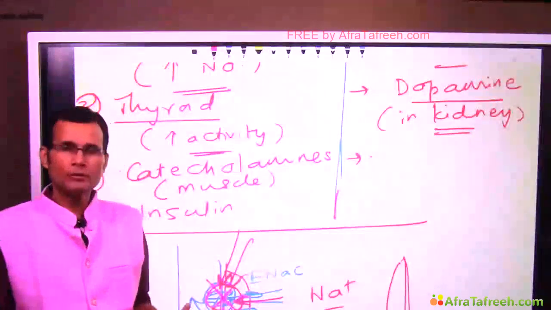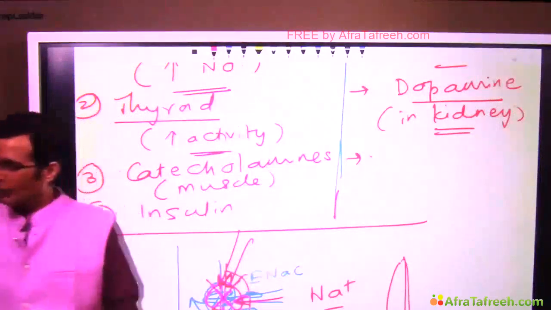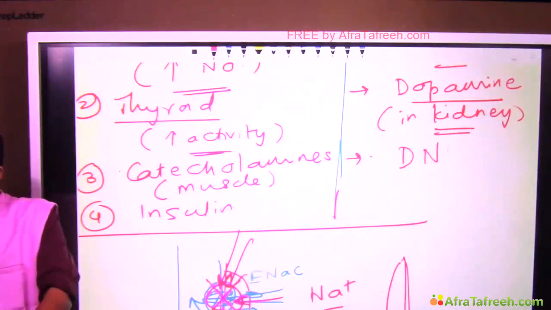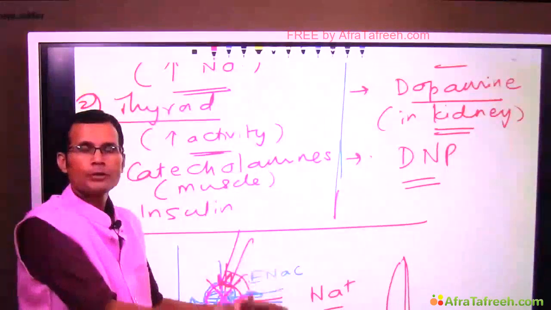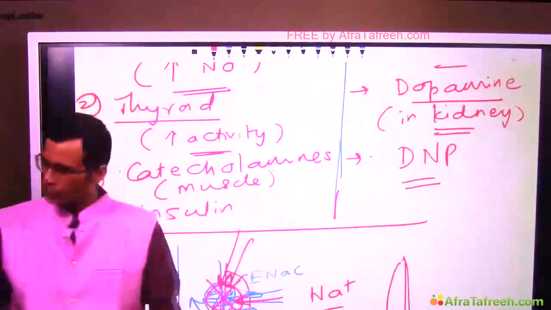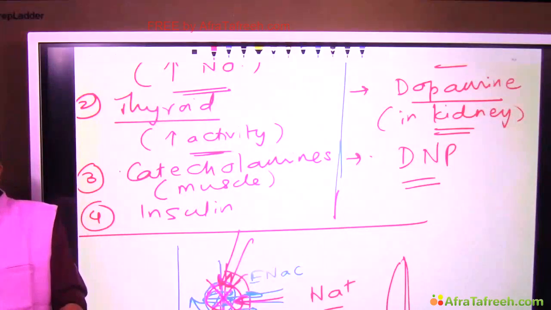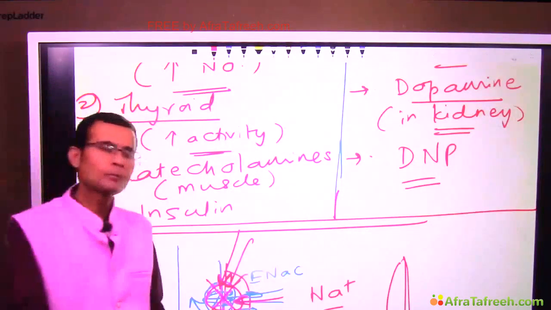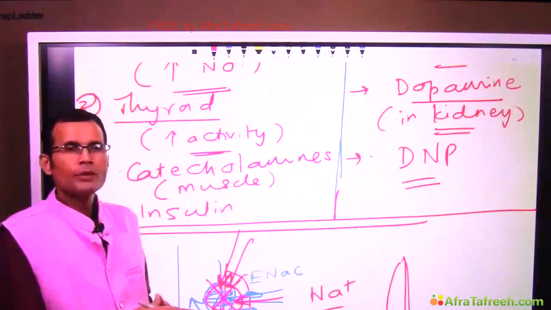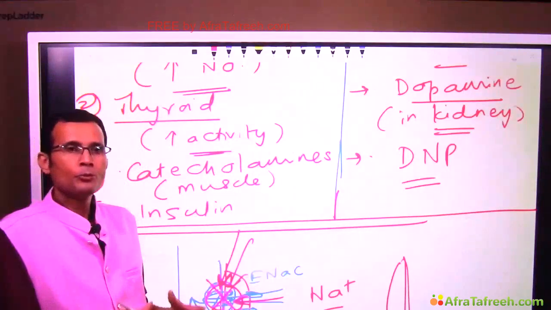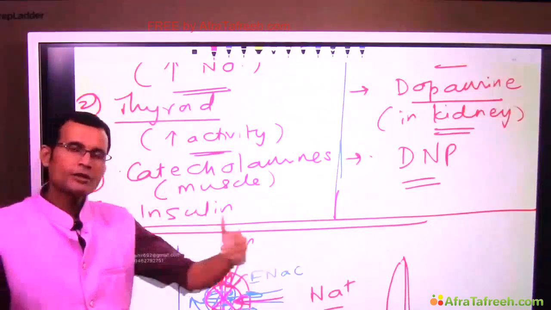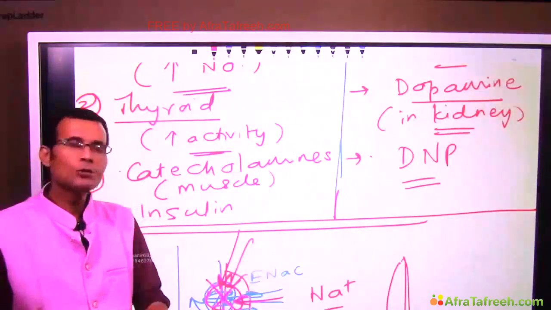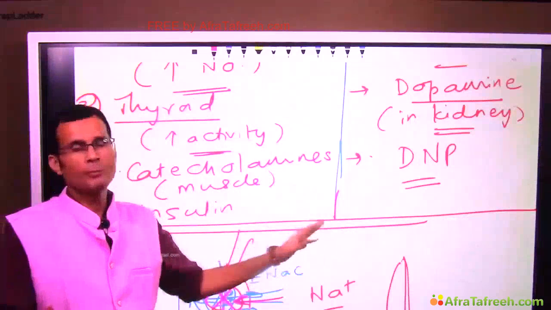Another chemical which is called the poison for the sodium potassium pump is DNP, dinitrophenol. Dinitrophenol is also a poison or inhibitor for the sodium potassium pump. So this was a summary for the sodium potassium pump, but let me tell you, when we discuss various systems, you will get to know how important this pump is.